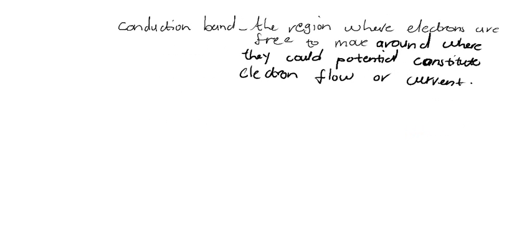The conduction band. This is the region where electrons are free to move around, where they could potentially constitute current or electron flow. Moving on to the next slide.